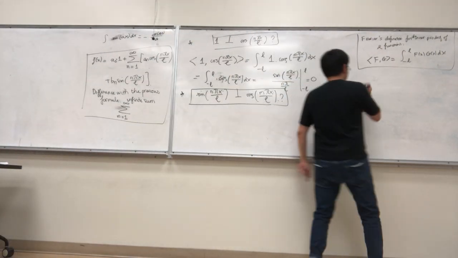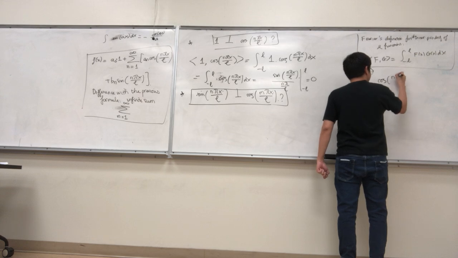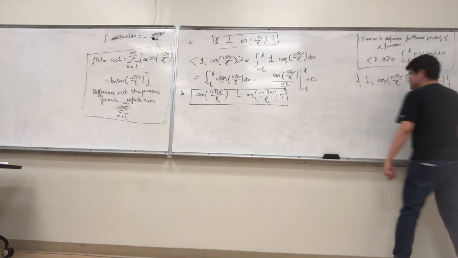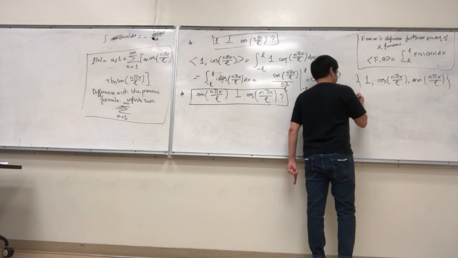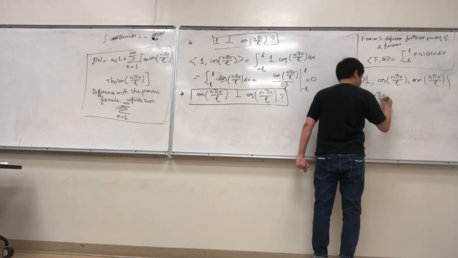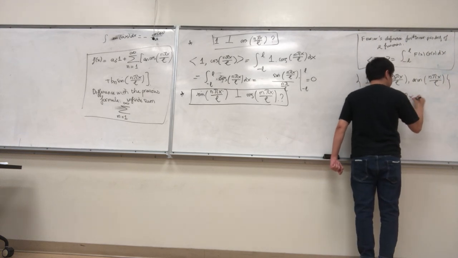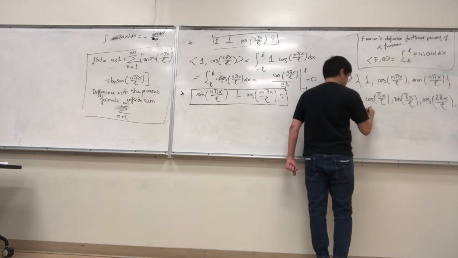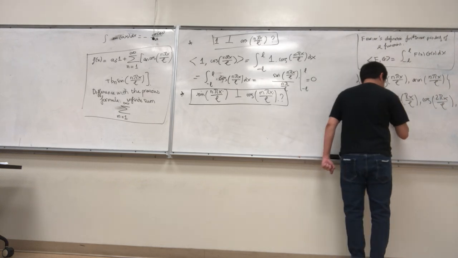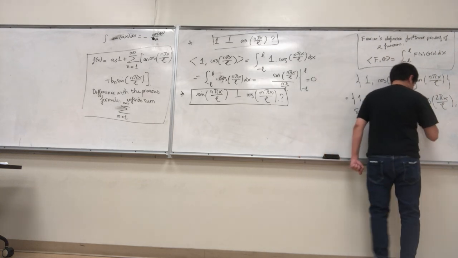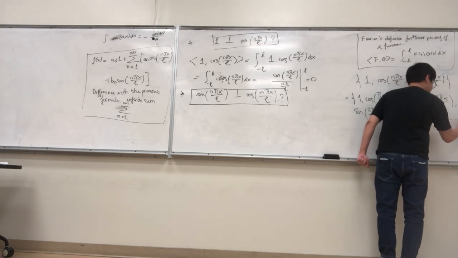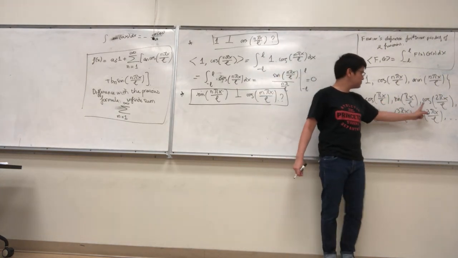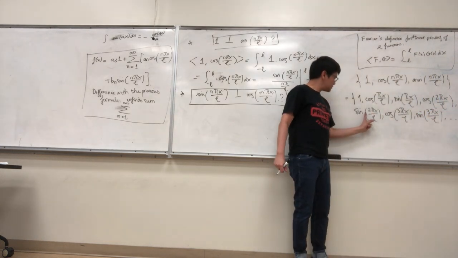The set that we are considering, I'm going to copy it here. It's 1, cosine of n pi x over L, and sine of n pi x over L. This is a notation, but the true set is 1, cosine of pi x over L, sine of pi x over L, cosine of 2 pi x over L, sine of 2 pi x over L, cosine of 3 pi x over L, sine of 3 pi x over L, and you continue this.